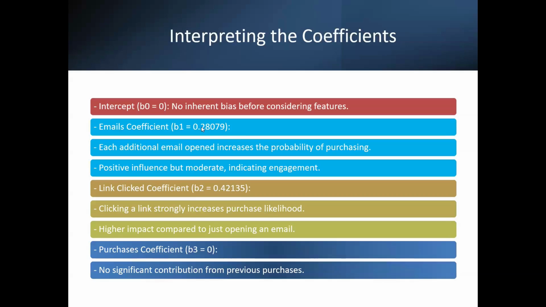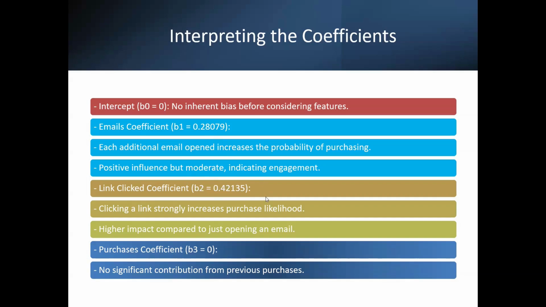So if this is a positive value, that means the emails opened are positively affecting the probability of purchasing. It means if customers open emails, then there is a higher probability of purchase. But it is moderate. Why is it moderate? Because it's not very close to 1. So that's why it's moderate.